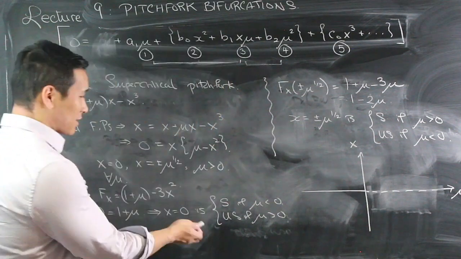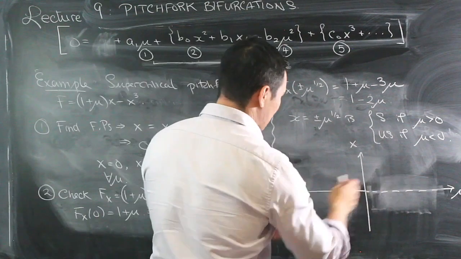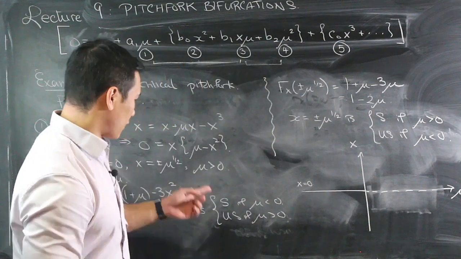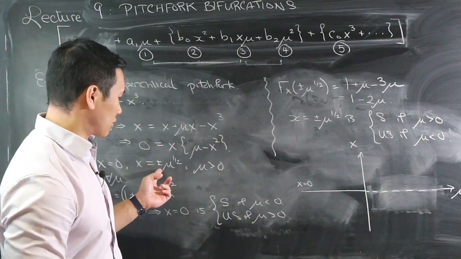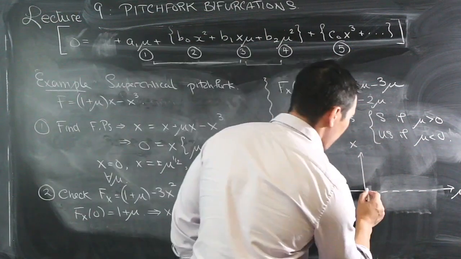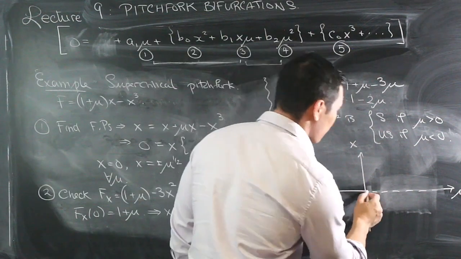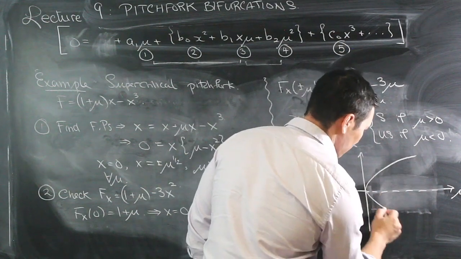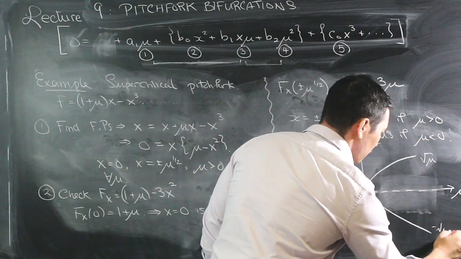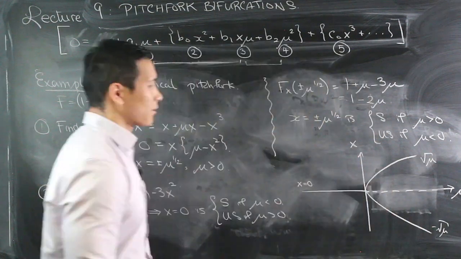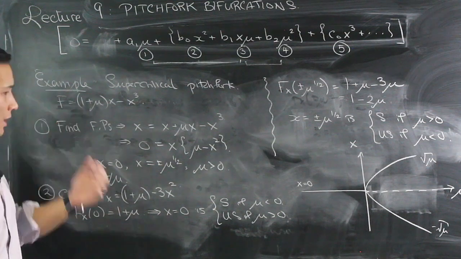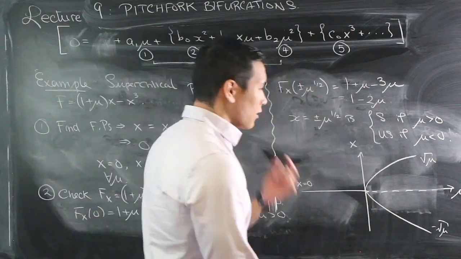So x equal to 0 is stable on the left, unstable on the right. And also, you've got two arms coming out. You've got one arm which looks like root mu to the 1/2, and you've got another arm, and they're both stable. Okay? So you have this supercritical pitchfork bifurcation.